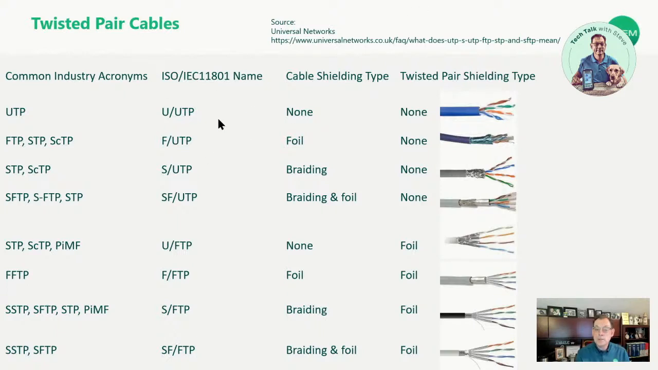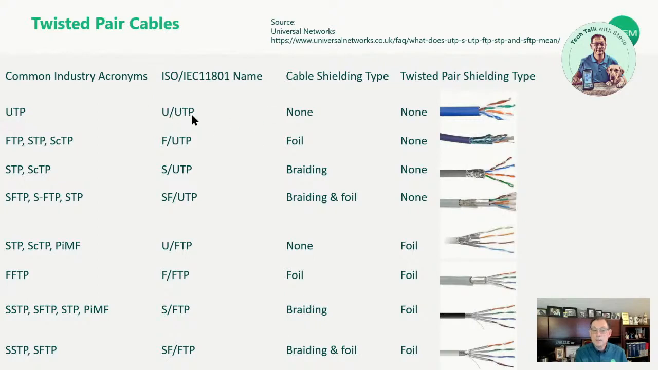Now, when we're looking at these designations under this ISO column, take UUTP, which we commonly call UTP here in the US and other places. The first U, the letter designation before the slash, indicates the overall cable shielding.